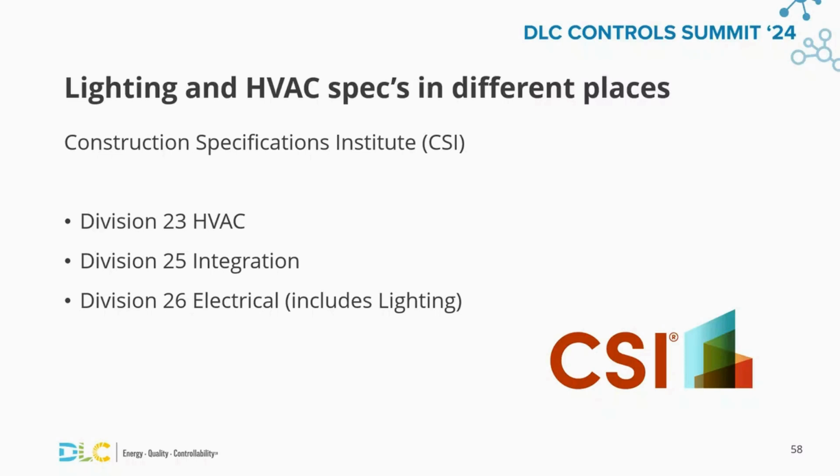Therefore, there's a special section called Division 25 dedicated to all the ways that multiple building systems need to work together. Division 25 is rarely used, but when it is used, it's very helpful for successful integration. If you ever hear something about CSI Div 25, you'll know that's the special section of a construction specification that describes integration between multiple building systems.